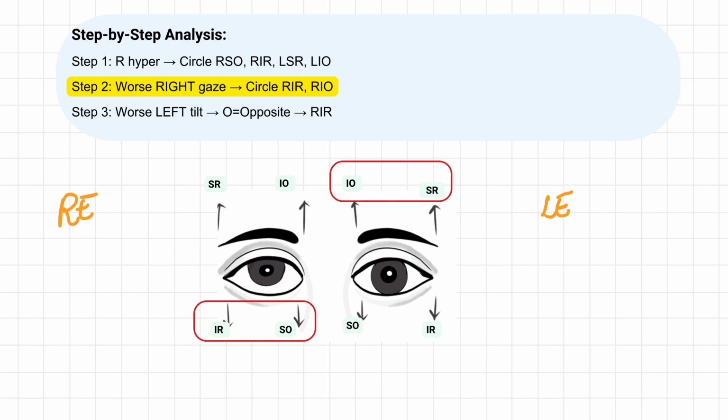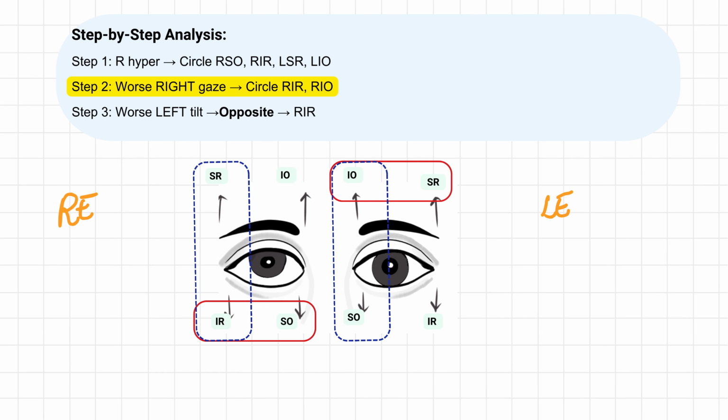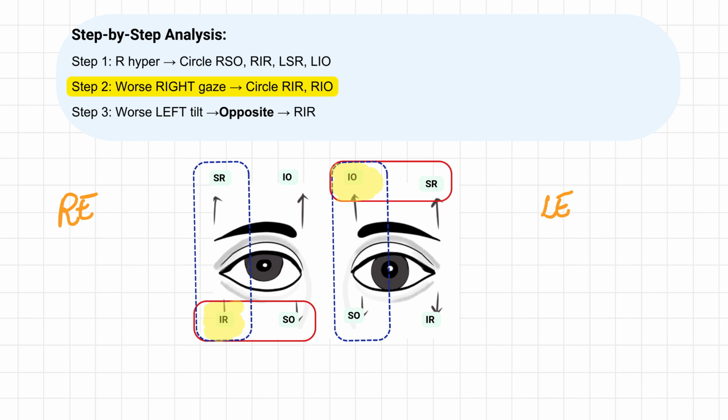So we are told that the hypertropia is worse in the right gaze. So what do we do? We circle the muscles that act in the right gaze. After doing this, which 2 muscles remain? The right inferior rectus and the left inferior oblique. So now we are down to 2 muscles.